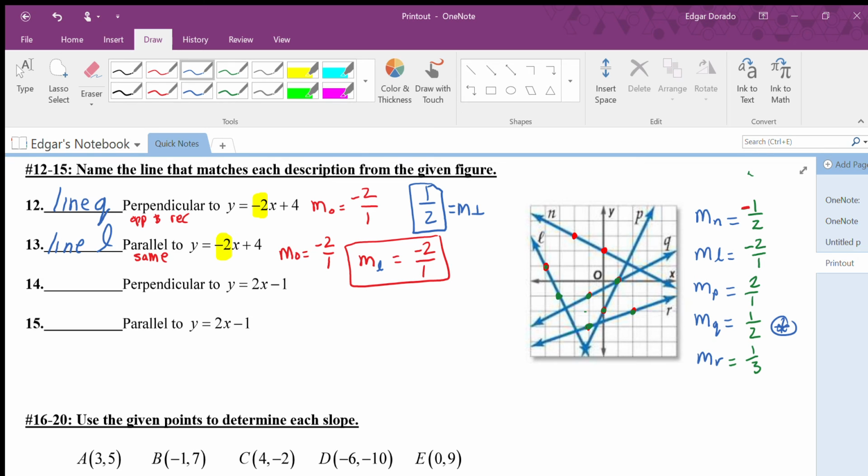Again, notice I'm not even looking at my y-intercept, guys. That really doesn't matter. What we want to know is the slopes, and the original slopes that you're given have to meet the criteria. Same for parallel, opposite and reciprocal for perpendicular. All right, go ahead and try out number 14 and 15, please.